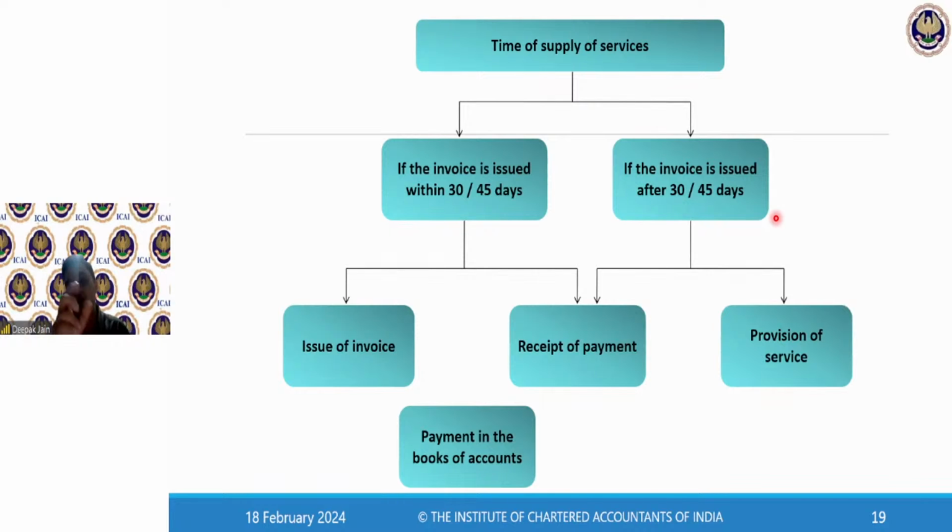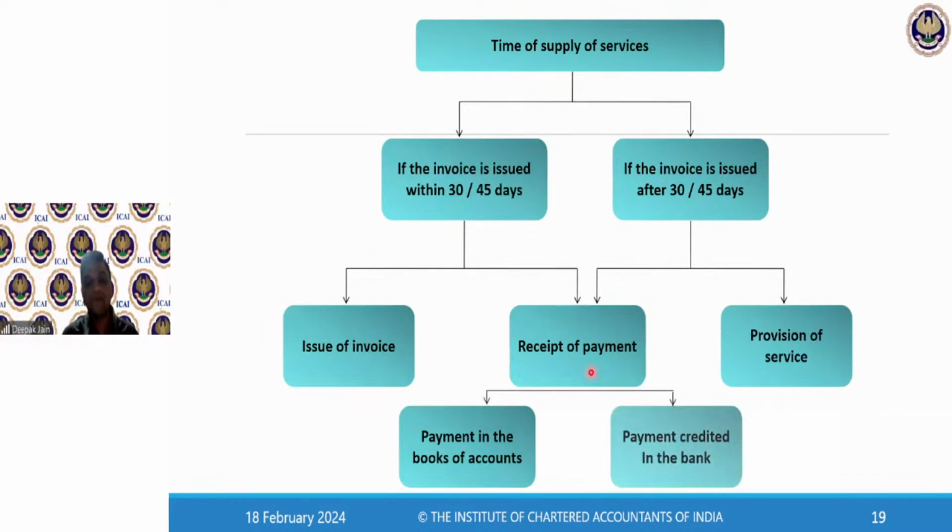So if you have not raised the invoice on time, the time of supply goes there. You have to pay the interest for the delayed payment of taxes. Understand? The importance of raising the invoice on a timely basis is that if you don't, the time of supply falls back to the date of provision of service and not the due date of raising the invoice. Now, what is receipt of payment? Receipt of payment is defined as payment in the books of account. Okay, in your books of account when you have received the payment, or when the payment is credited in the bank, whichever is relevant.